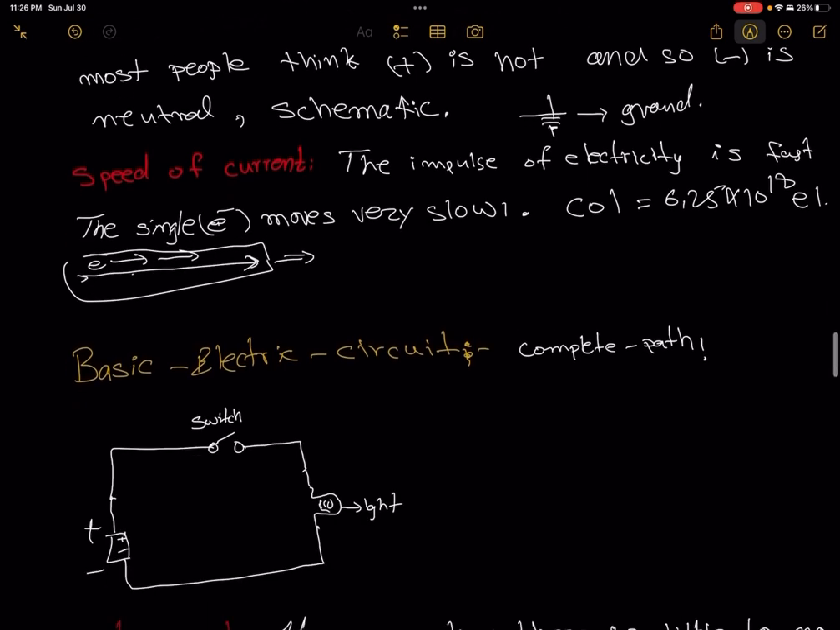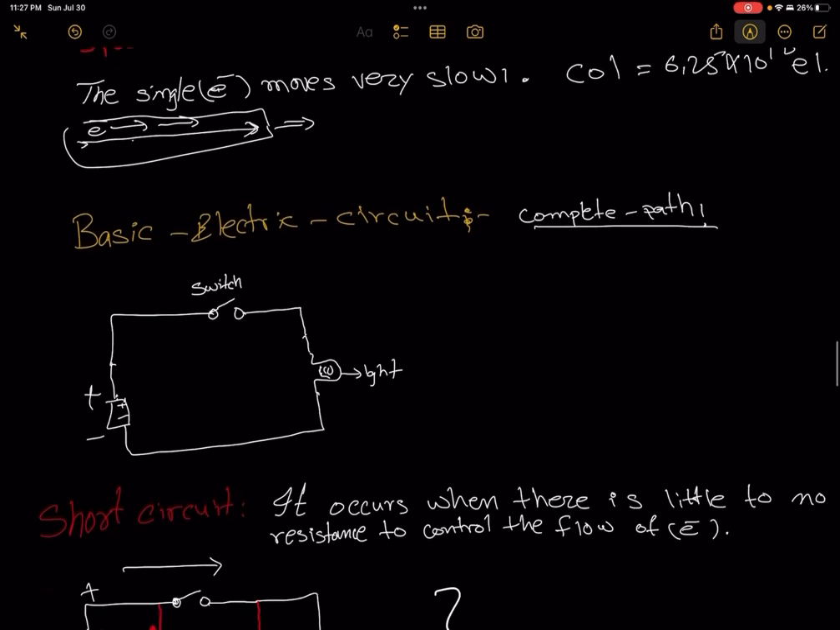Now let's go to the basic electric circuit. In order to make a complete circuit for the current to flow, we should have a complete path. A complete path means we have to start from a terminal, go all the way around, and come back to the other side of the terminal, if it's a battery, power supply, or anything. A complete path is required to have a current flowing through a circuit. If not, it will not work.